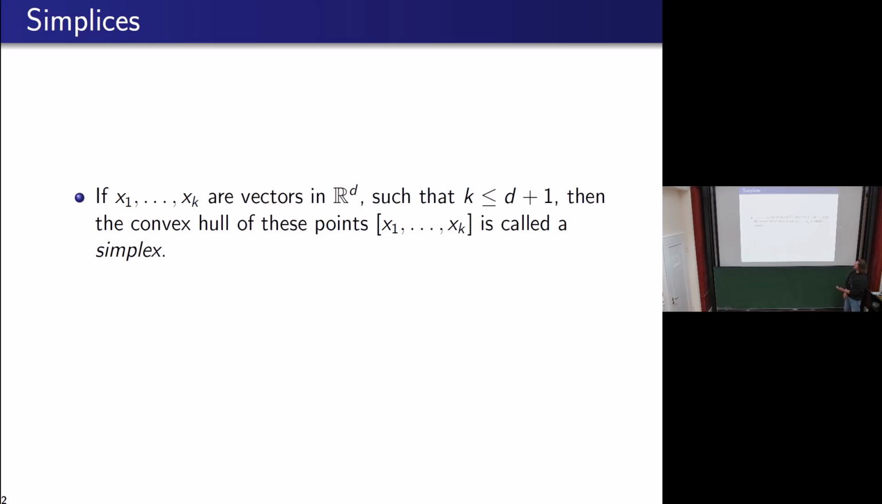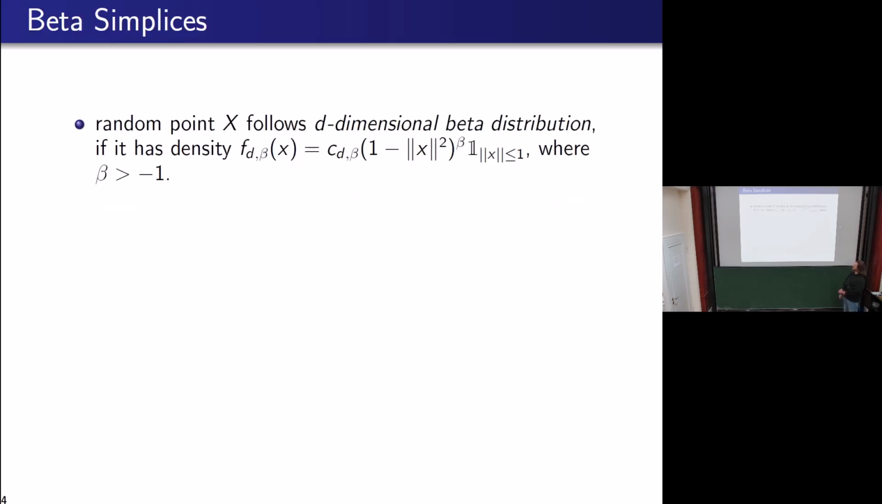When I say a simplex, I mean the convex hull of finitely many points, at most d+1 points in R^d. That is something that we agree on. And what we are going to do is study random beta simplices. So what is a beta simplex? The points follow the beta distribution.